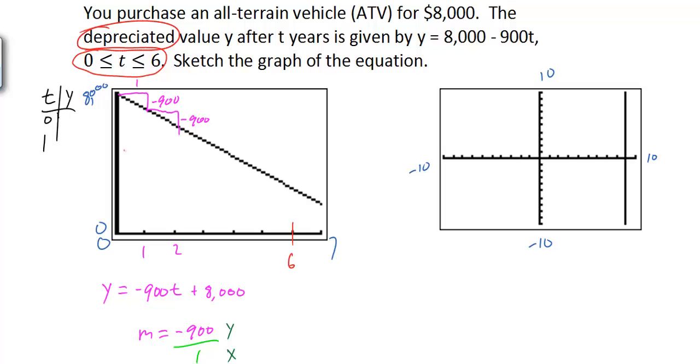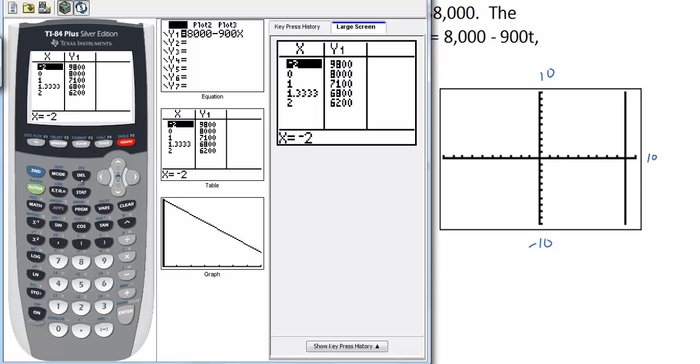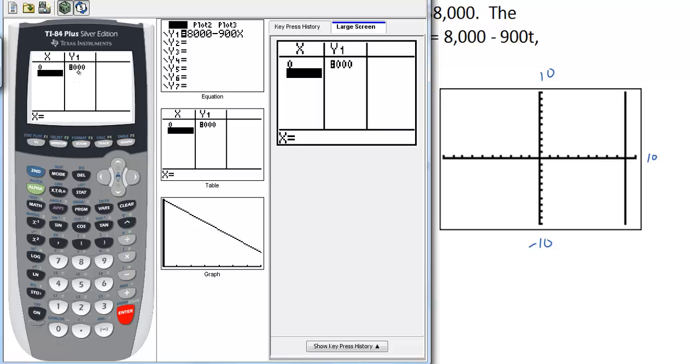Okay, now if they didn't give you any information here, one thing you can always do to help determine the size of your window is go to your table. So if you hit second function and graph, this takes you to your table here. And I'm just going to delete these numbers out that are already here. And you could just randomly pick some values for x and say, well, if I let x be 0, then the y value is 8,000. What happens if I let x be, say, 10? You get a y value of negative 1,000.